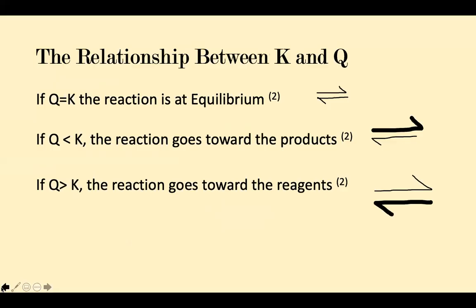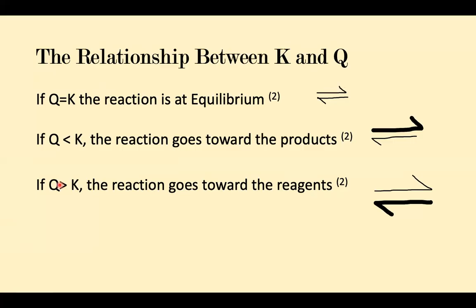So the relationship between K and Q is a bit simple in these terms. After calculating or determining these two values, there are assumptions that can be made. They are the following. If Q and K are the same value, that means the reaction is at equilibrium. And it's usually depicted by the arrow that I've shown earlier.